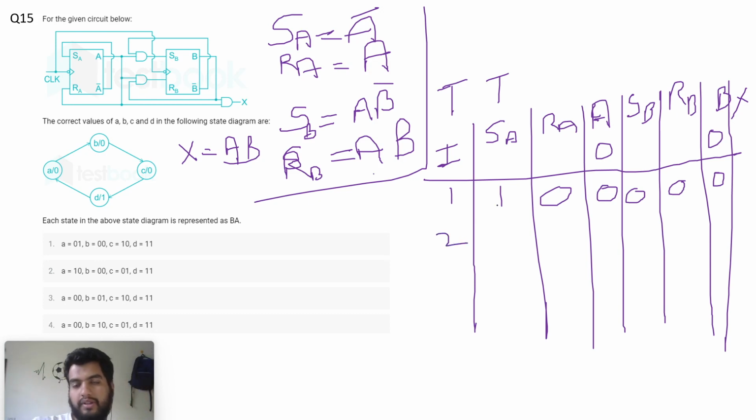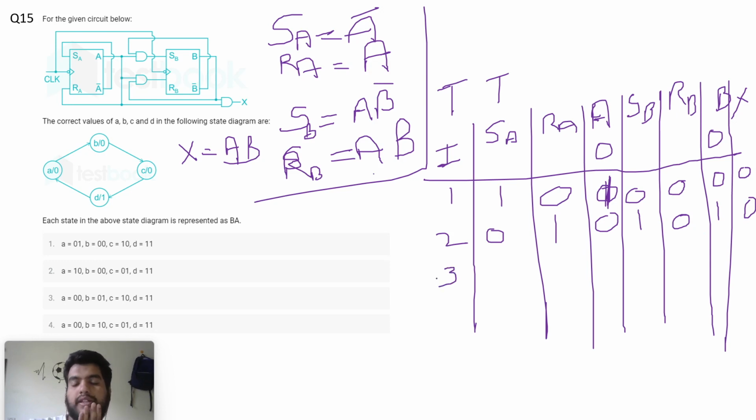Now the next state, SA will be equal to A complement, so it will be 0. RA will be equal to A, so it will be 1. This is 1, this is 1, and this will be 0. SB will be equal to A B complement. A is 1 and B complement is 1, so it will be 1, and this will be 0. This will be 1. So output here was 0. Output here is AB. A is equal to 0, B is equal to 0, it will also be 0.